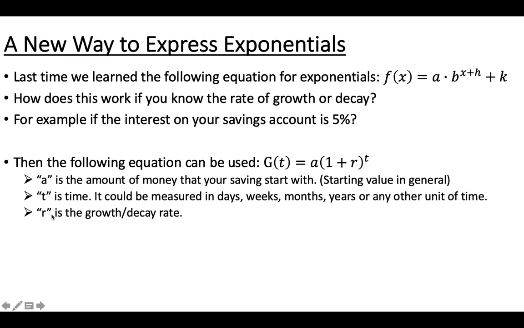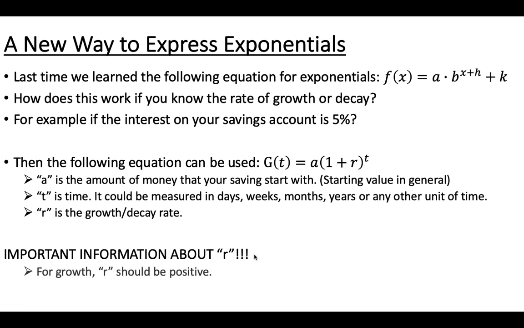And lastly, R is the growth or decay rate. So whether you're growing or whether you're seeing decay, R is the rate. So that's your 5%, 10%, whatever. So R has a lot of details that go with it, or at least a few, and I want to make sure I clearly state those for you to help you out.